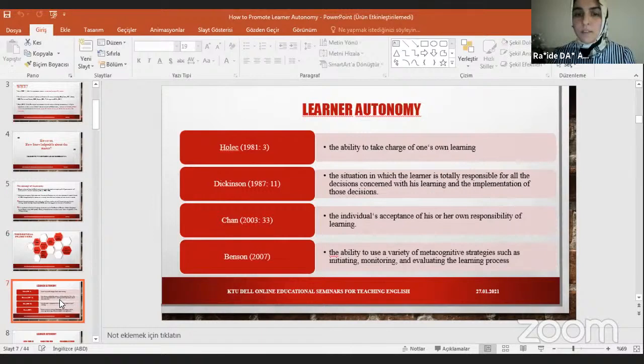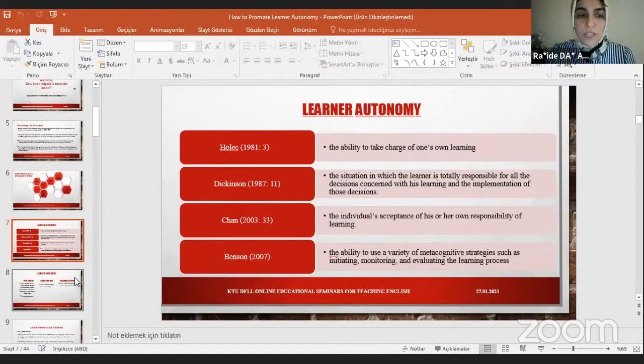And then we have again the ability, but this time we are focusing on something different, stated by Benson: to use a variety of metacognitive strategies. So here you see it is coming from the ability to take responsibility for your own learning, but in recent years we are focusing on something different, metacognitive strategies. It means that we should teach our learners how to learn in a better way. So you should provide opportunities for your students to help them find better ways to learn the target content or target language.